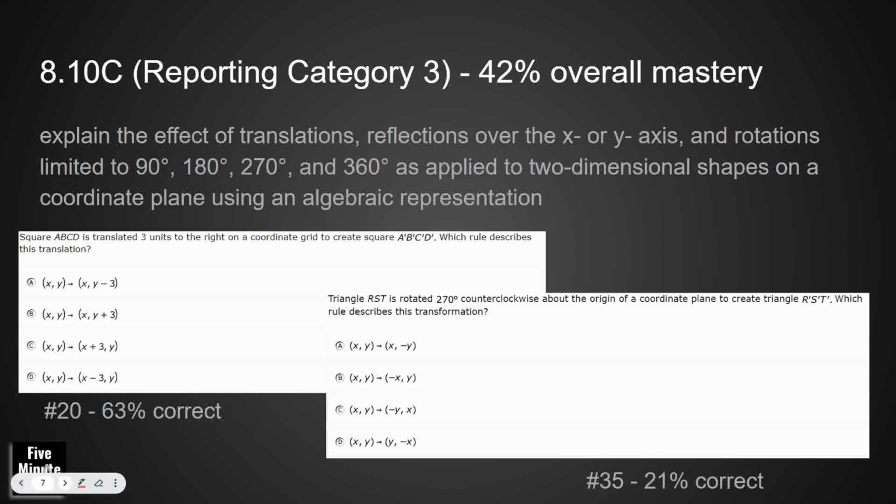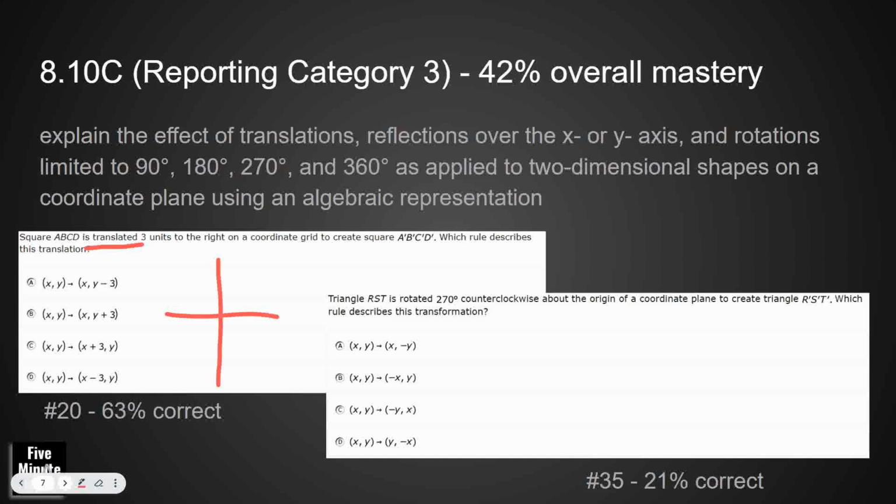Next, we're looking at 8.10c. This is in reporting category 3. We had 42% overall mastery, and we are looking at translations, reflections, rotations over the x-axis. Now, this is difficult depending on what type of transformation we're talking about. These are rigid transformations, so we're not including dilations here. So a translation, for the most part, is going to be fairly easy.